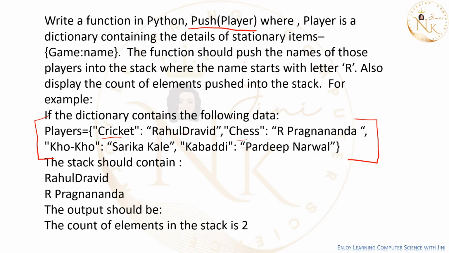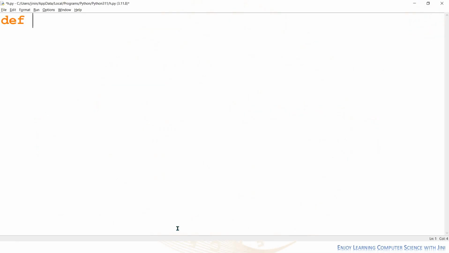The function should push the names of those players into the stack whose name starts with letter R. Say for example, which are the names starting with R? This one, this one. So these two names are to be pushed into the stack, like Rahul Dravid, Pragananda. This is your output, and then you have to count the number of elements in the stack. So two elements, two names are pushed. So what is the count? 2. So this should be your function. Okay, let's do this. So first one is def push player.